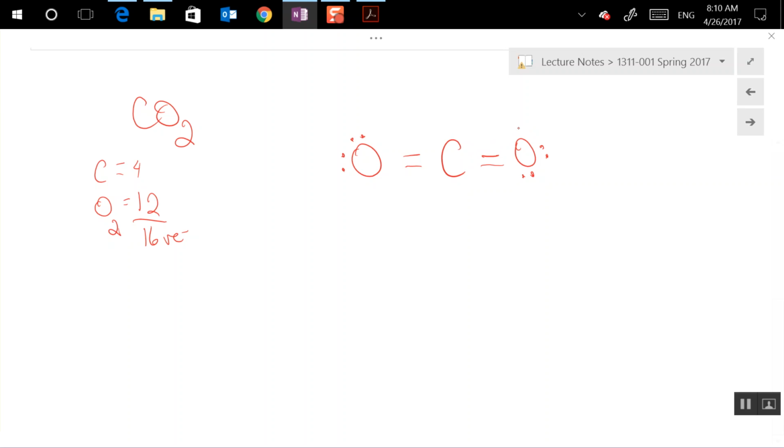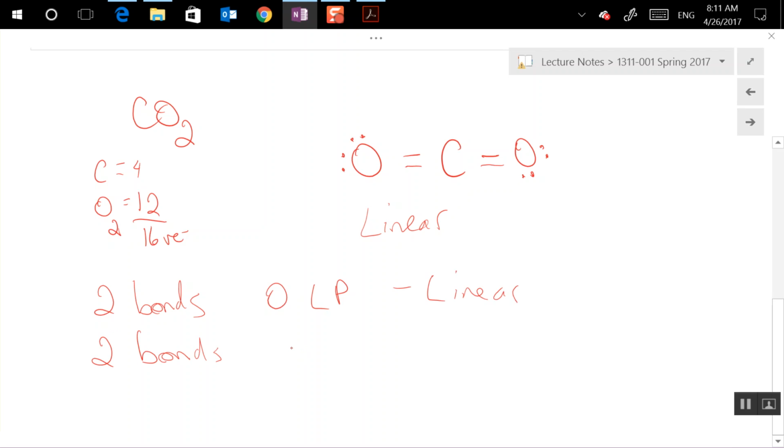What is the geometry of carbon? It's linear. Okay? If you make two bonds, 0 lone pairs, that is linear. Two bonds with lone pairs, it could be 1 or 2 lone pairs, you will be bent.